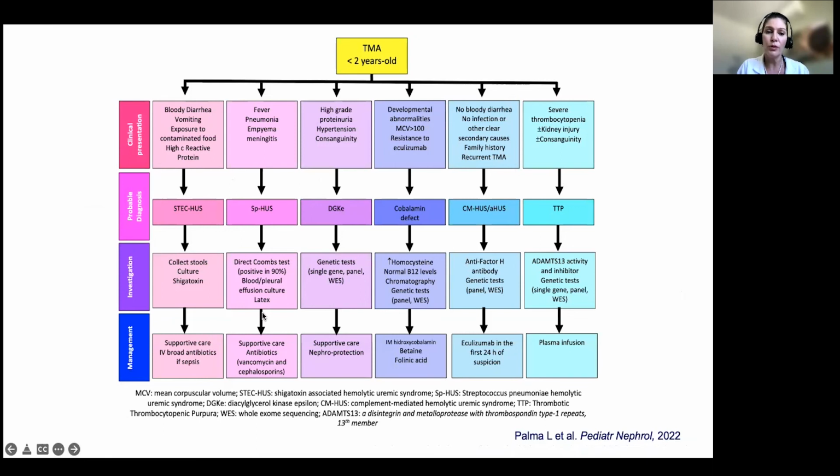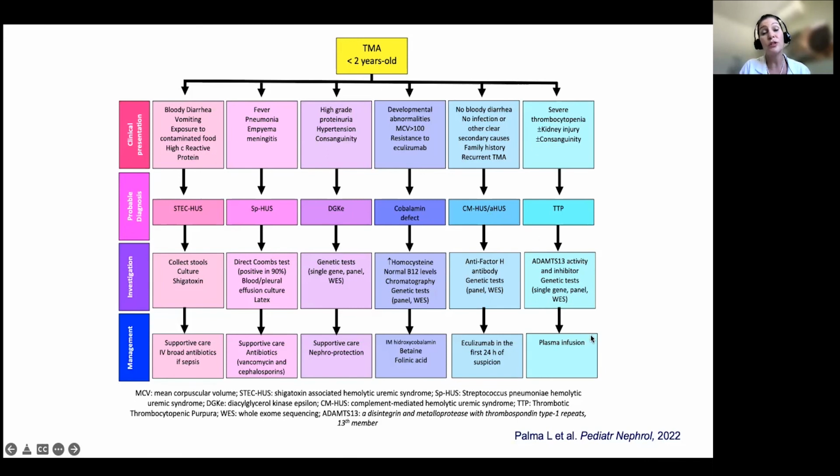I won't go into detail on this table, but this is a summary of the main causes of TMA in children, which can run from STEC, which is the most common, to pneumococcal HUS, and DGKE, which is very rare, but we have to think of it in small children with TMA, consanguineous parents, and high proteinuria. Also cobalamin defect, because it's very easy to treat and you can change the life of the kid. Complement-mediated HUS, or atypical HUS, usually is the last diagnosis because you have to rule out all the others, and that's why sometimes it takes longer to treat these patients.